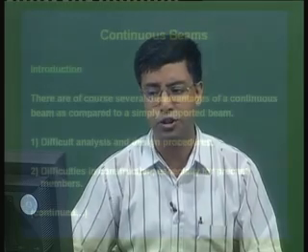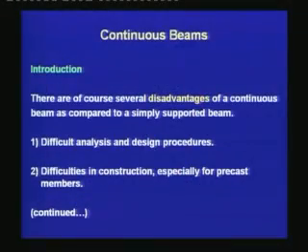The second disadvantage is there are difficulties in construction, especially for precast members. If the members become huge, then a simply supported span can be precast somewhere else and brought in the place and rested on the supports. But if it is a continuous beam, then it becomes difficult to introduce continuity in the precast members. This is one difficulty for which many of the times in bridges simply supported spans are preferred.